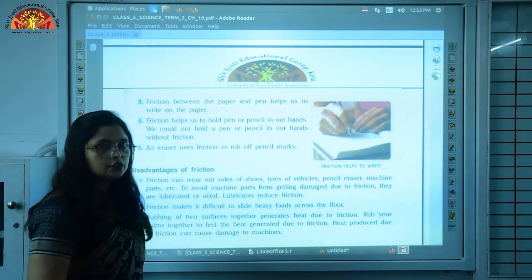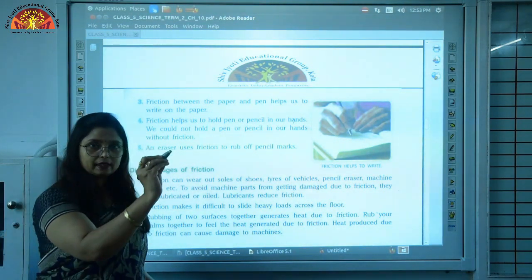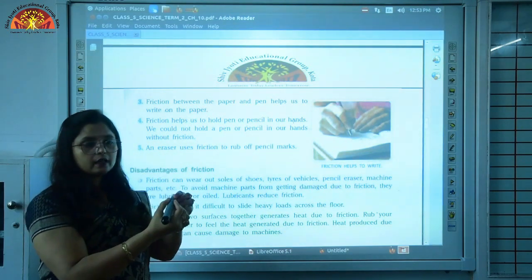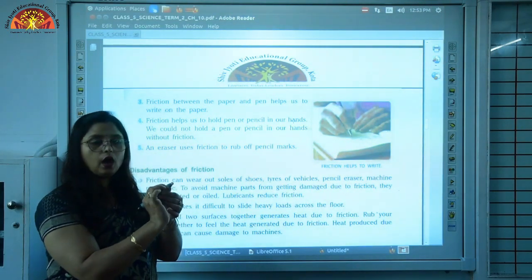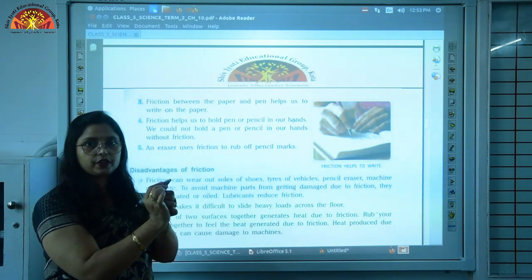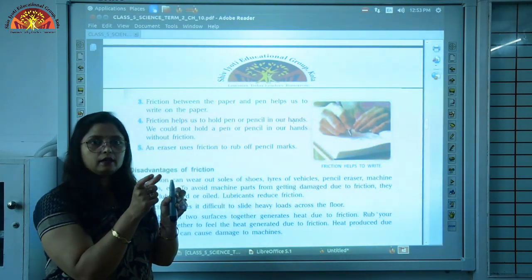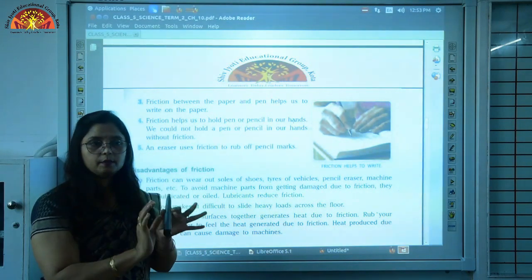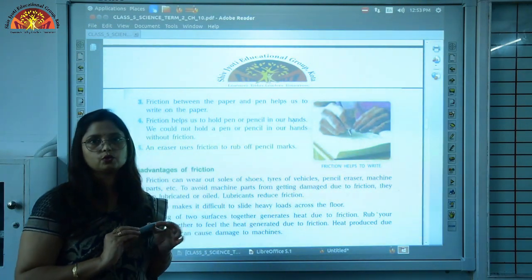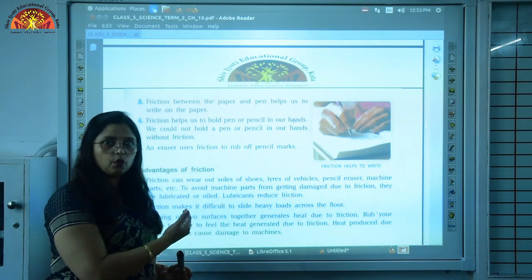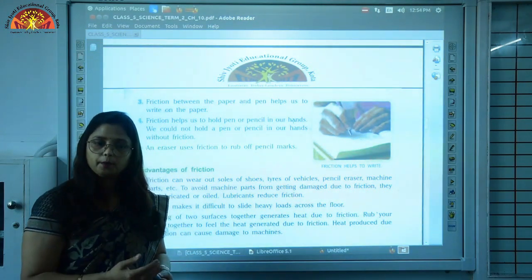Children, whenever we need to hold a pen or a pencil, now you can see the grip is made by our fingers. So how is this grip made? Due to the force of friction which is present in between the surface of this pen and the surface of our hands. Similarly, by the help of frictional force only, we are able to write on the board, we are able to write on the paper.